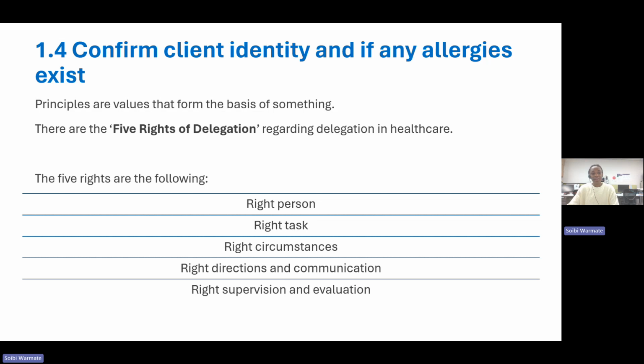Principles are a set of values that form the basis of something. There are five rights of delegation. We have the right person, the right task, the right circumstance, the right directions and communication, and the right supervision and evaluation.